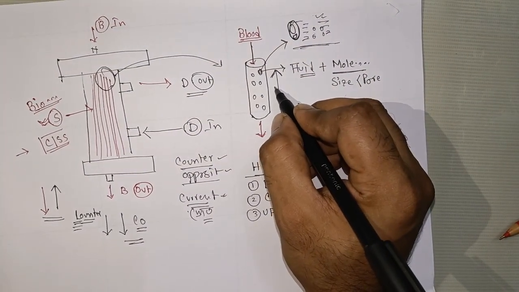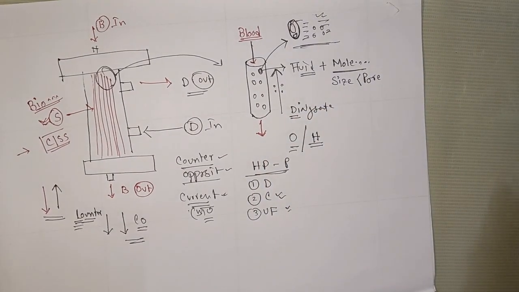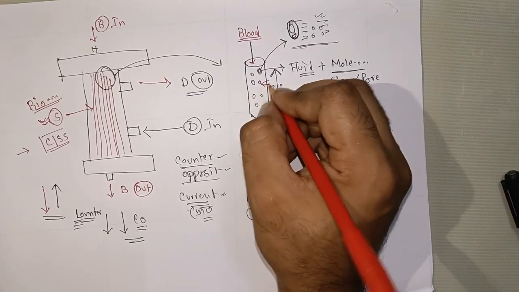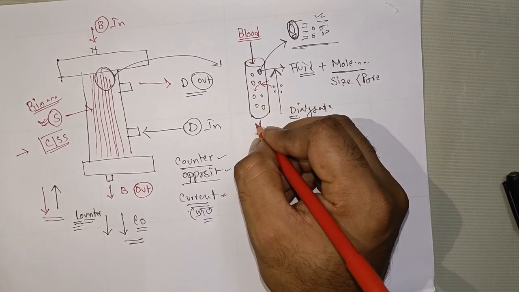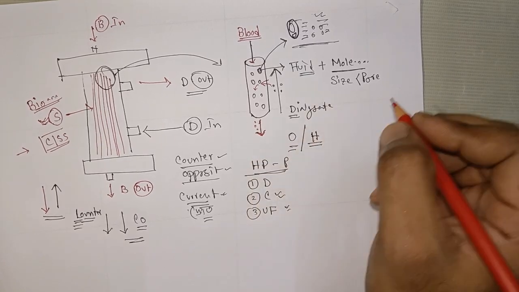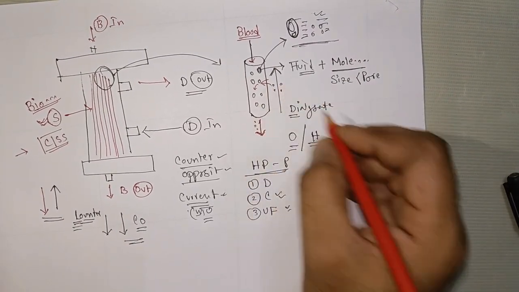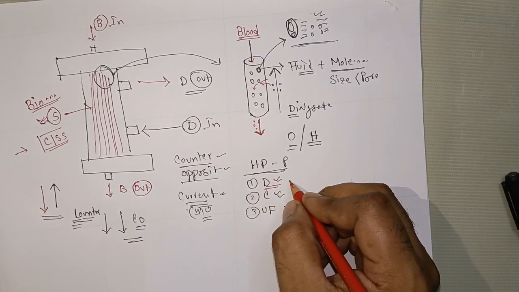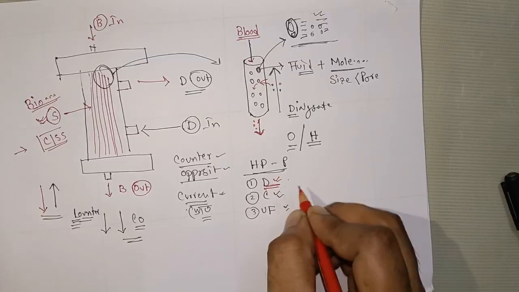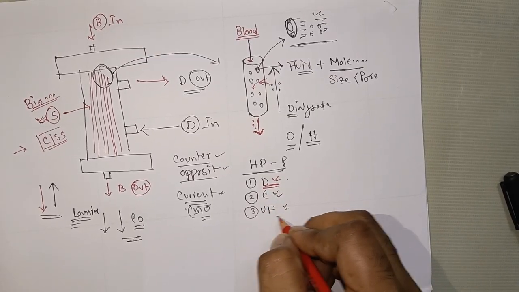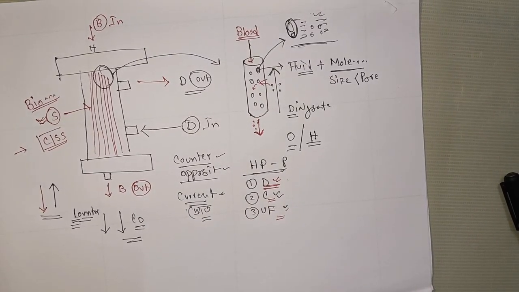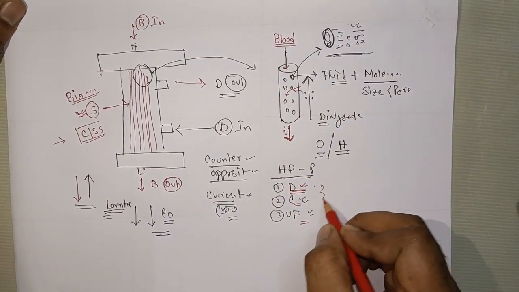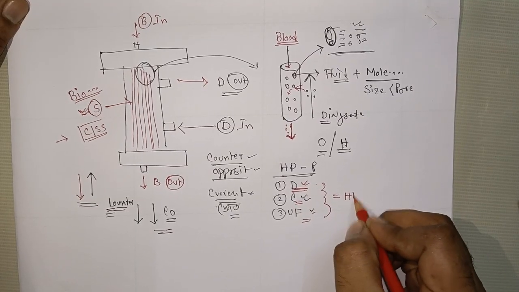And there are some molecules also in the dialysate which pass through these pores and mix with blood and pass along with blood. That mechanism is done by diffusion. So there are three mechanisms. Now we can understand diffusion, convection and ultrafiltration, the three principles of hemodialysis.